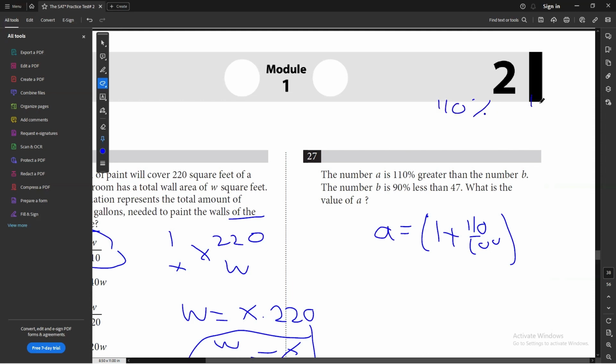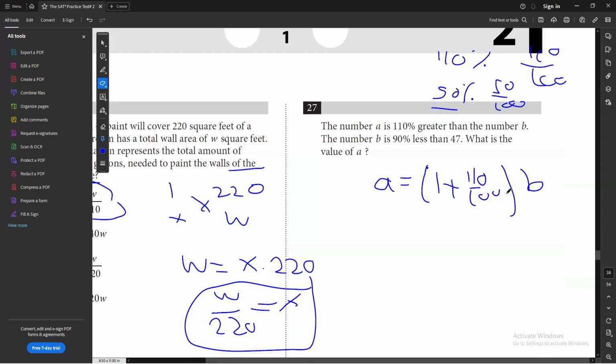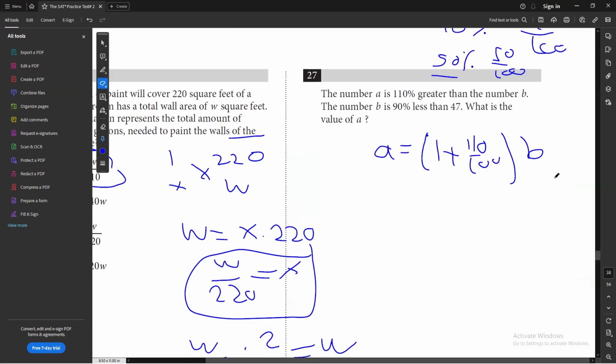110% is actually 110 divided by 100. If you say 50%, we're going to say 50 divided by 100. Whatever you use for a percentage, you're actually dividing it by 100. Make sure you know this for the SAT. So this is greater than the number B, so let's just multiply it by B. This is our first equation.